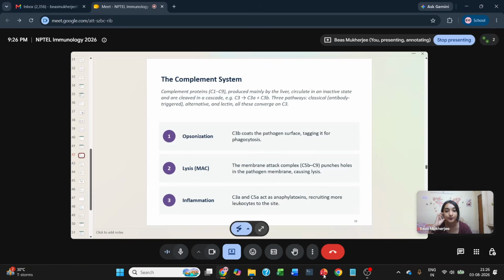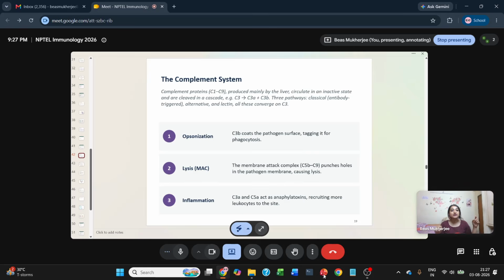The complement system. The complement system is a group of proteins which are produced by liver cells. Okay, they are mainly produced by the liver, circulating in an inactive state. Okay, and they are 9 proteins. So C1 to C9, they are 9 proteins mainly, and then they undergo a cleavage for activation. So each and every one undergoes cleavage. They break up into two, and these two have two separate functions. Let's say C3 breaks up into C3a and C3b.